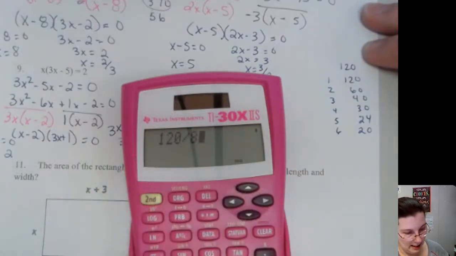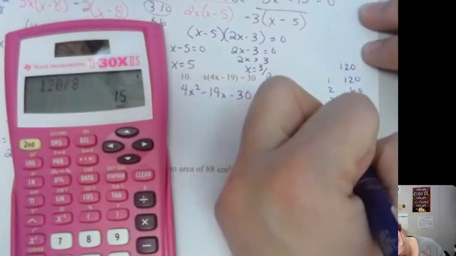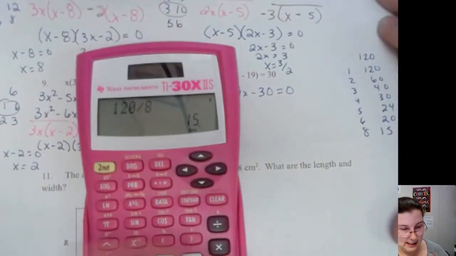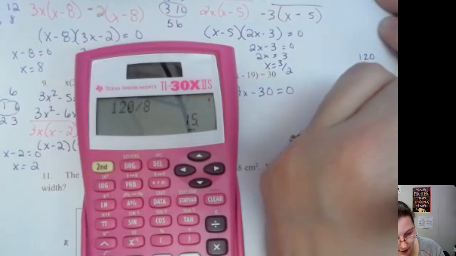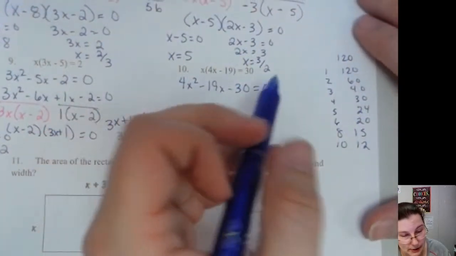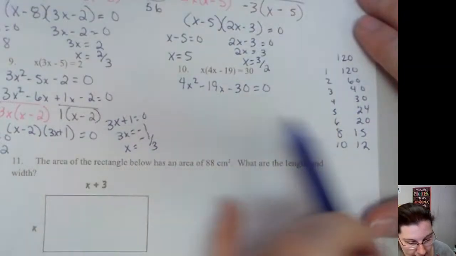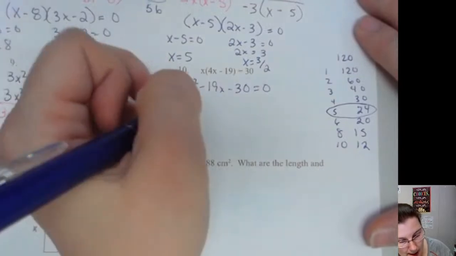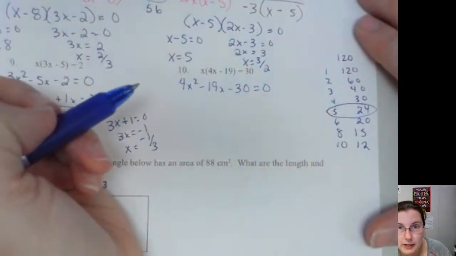Goodness gracious. 8 times 15, so 8 does. 9 does not. 10 and 12. So that's not as bad as I thought. All right, so I have to get to 19. So when I start looking through this, figure out how I'm going to get to 19, the only possible way to get to 19 is this right here, because I know that 24 minus 5 is 19.